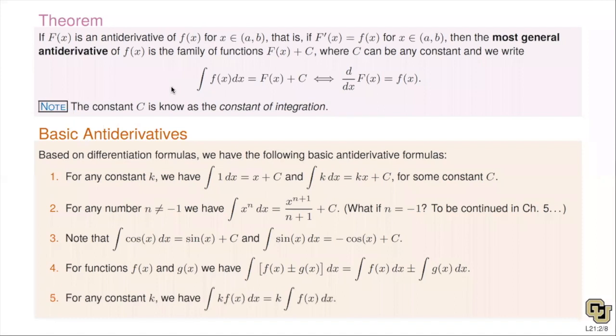And similarly for constants, we have this rule that the derivative of a constant times a function is equal to the constant times the derivative of the function. We have the same rule for antiderivatives. The antiderivative of a constant times a function is equal to the constant times the antiderivative. Basically, we're able to pull the constant out of the antiderivative, calculate the antiderivative of the function, and then multiply back in the constant. That's what that's saying.